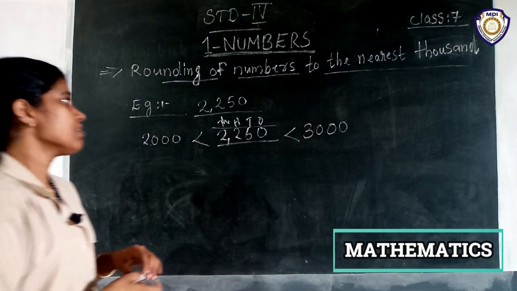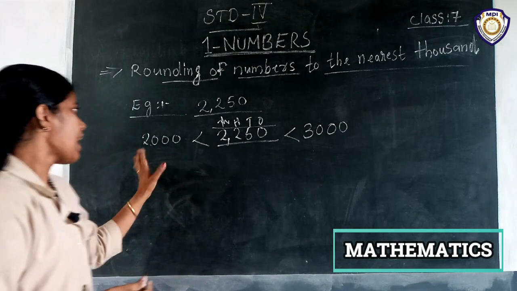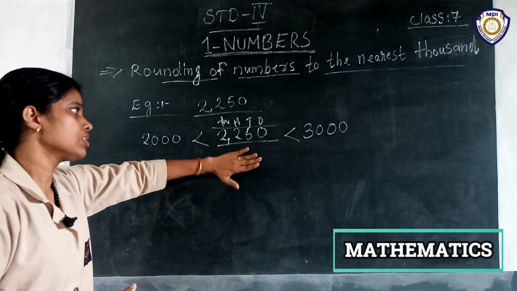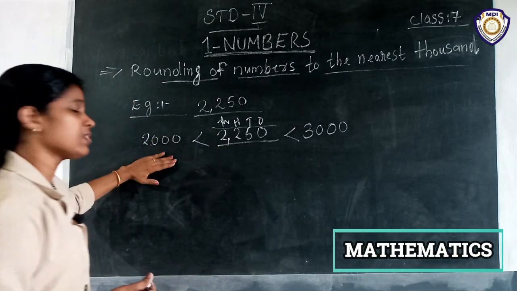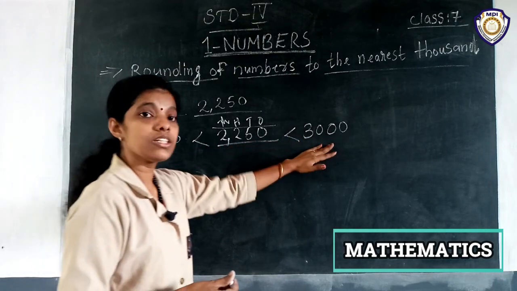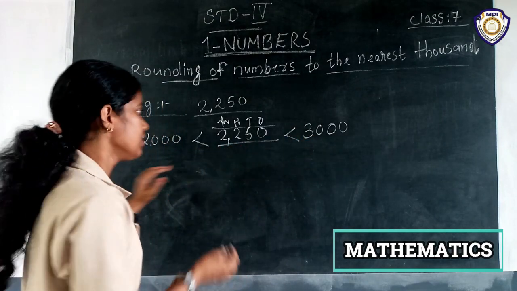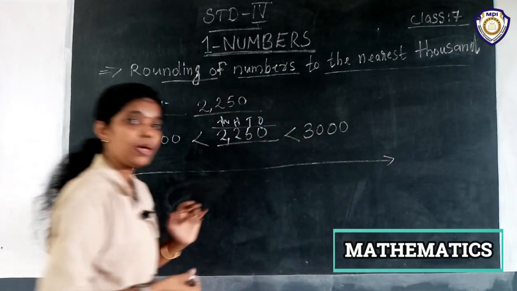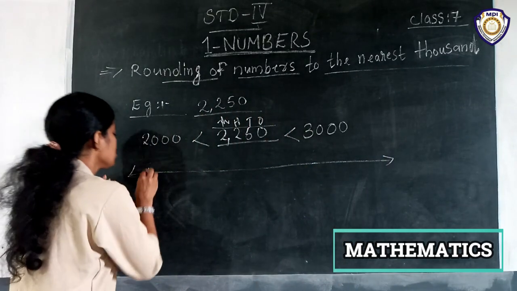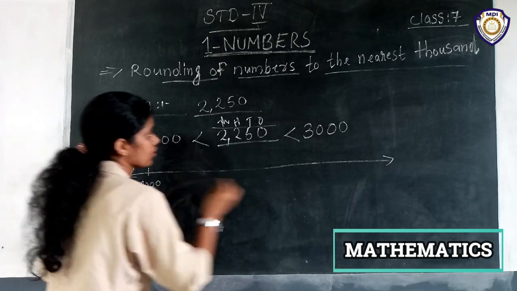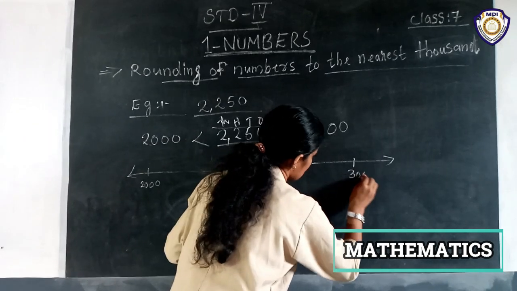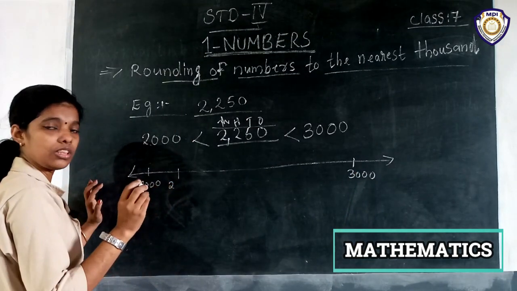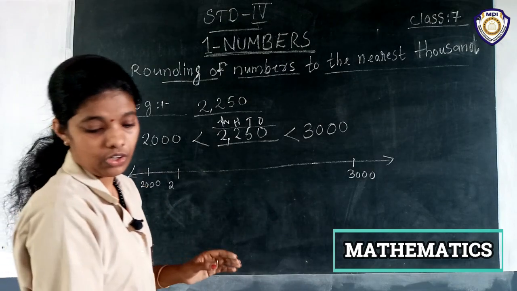2250 lies between 2000 and 3000. Then we draw the number line, 2000 to 3000.